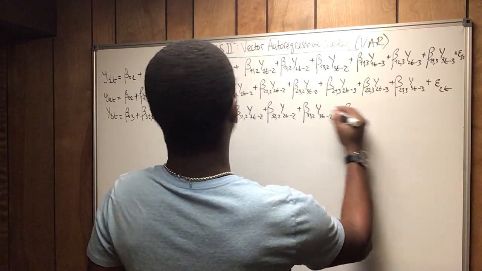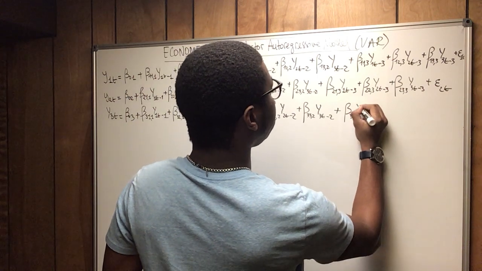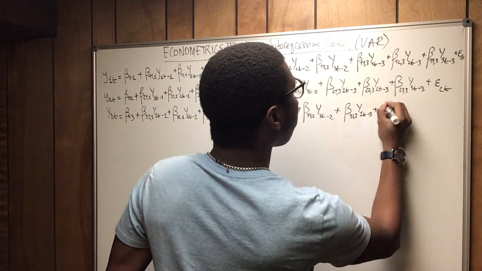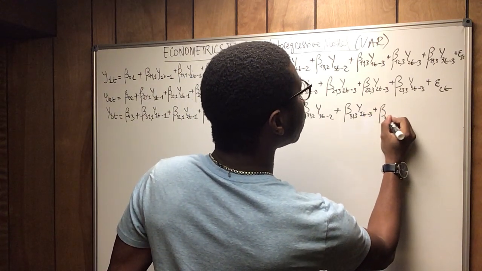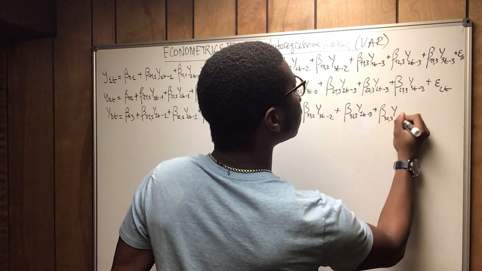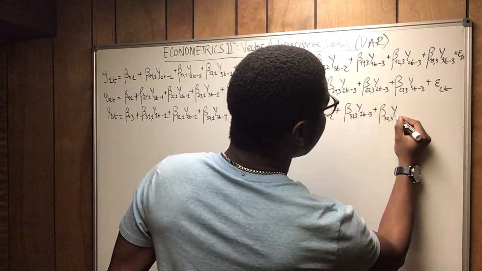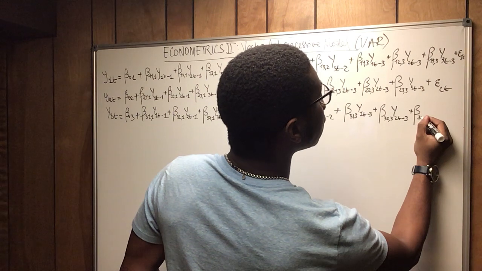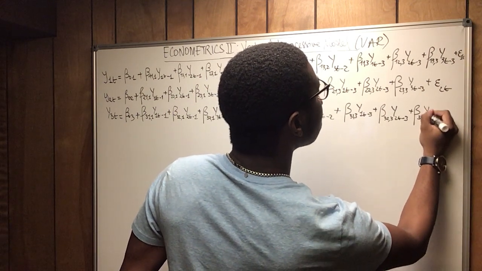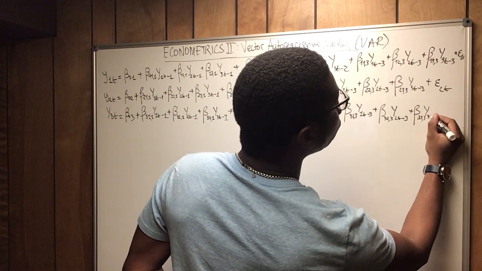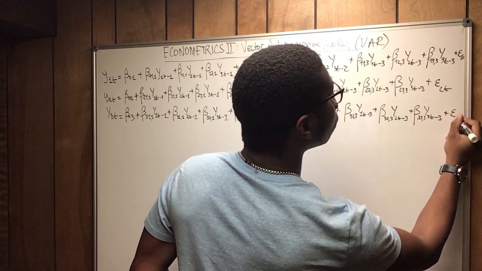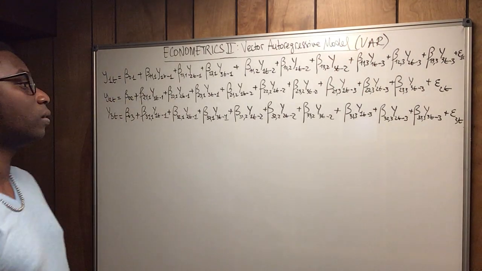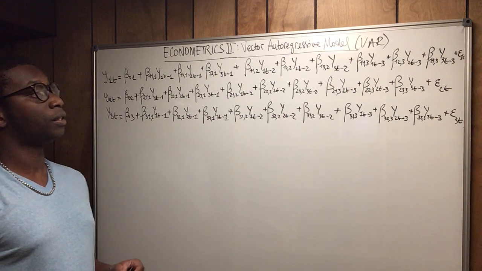And then beta 31,3 times y1t minus 3 plus beta 32,3 times y2t minus 3 and then beta 33,3 times y3t minus 3 plus epsilon 3t. Yes, people, this is the whole equation you have here.